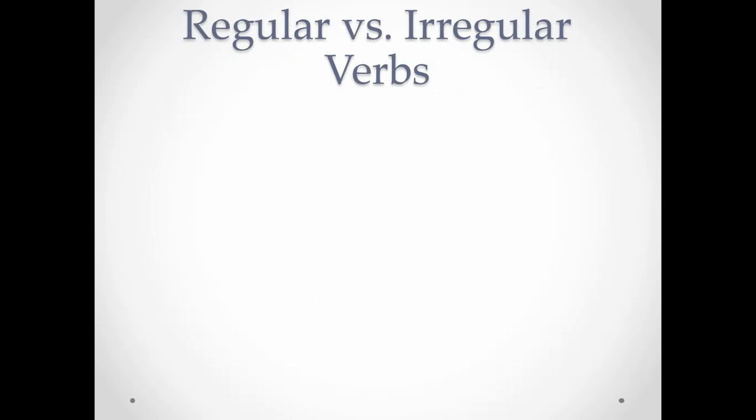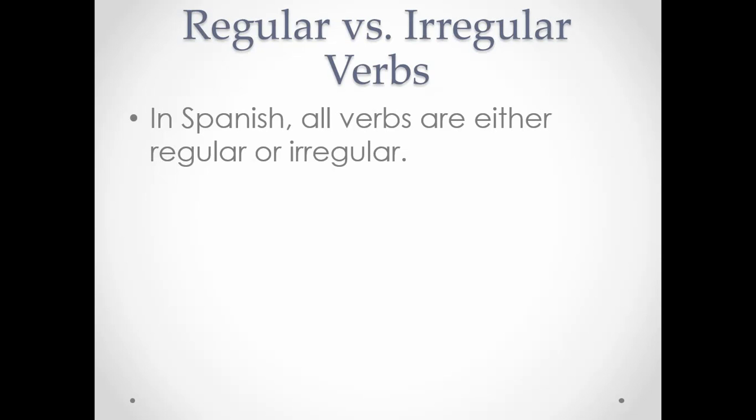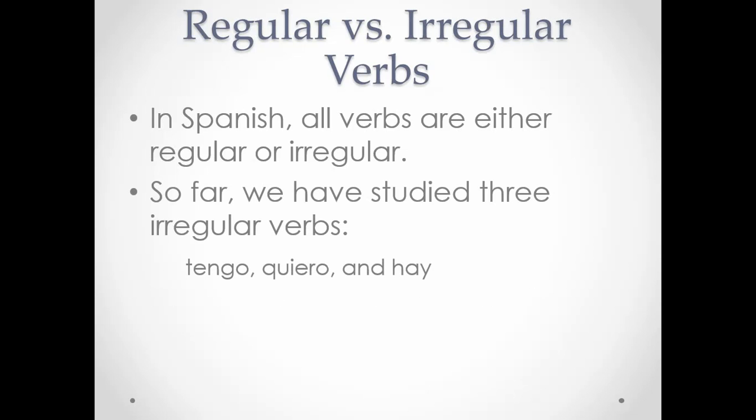All right, regular versus irregular verbs. In Spanish, all verbs are either regular or irregular. So far in my class, we have studied three irregular verbs, and those are tengo from the infinitive tener, quiero from the infinitive querer, and hay from the infinitive haber. Tengo, I have, quiero, I want, hay, there is or there are.